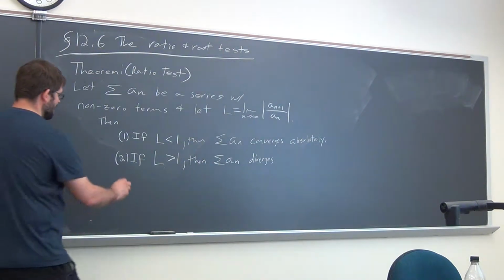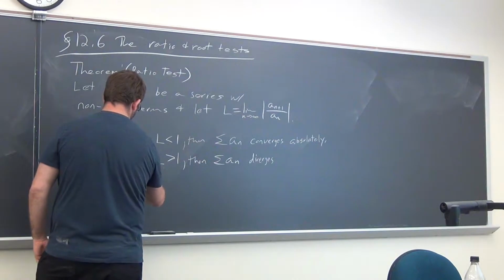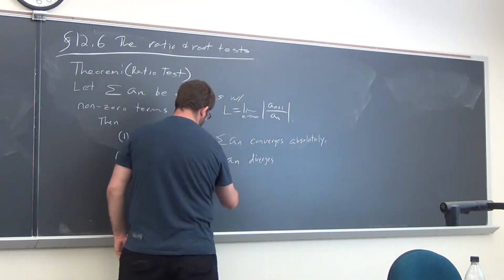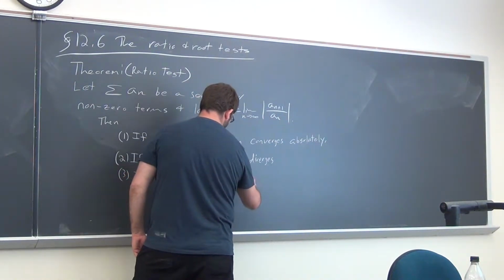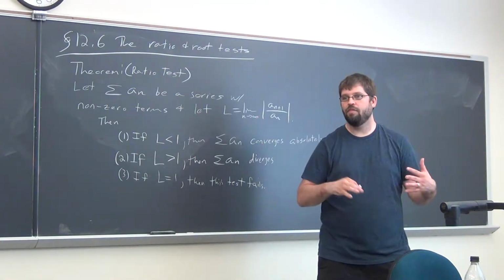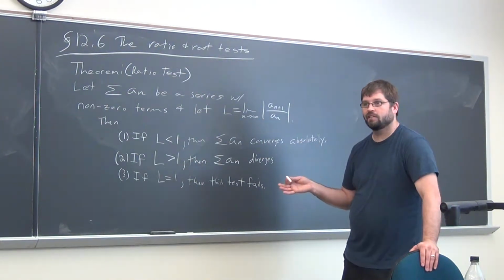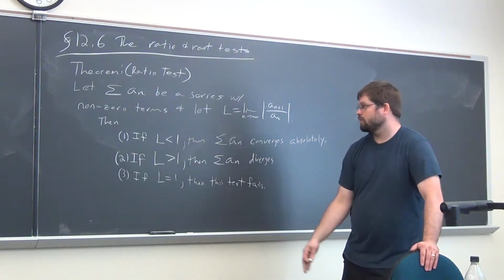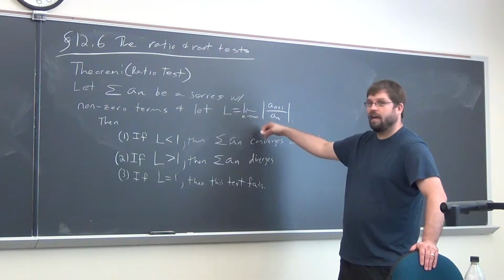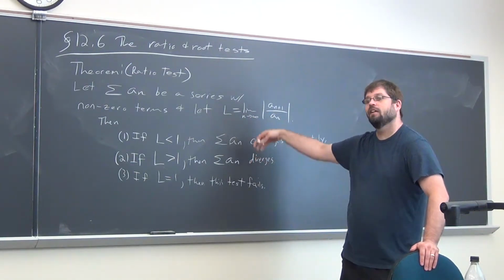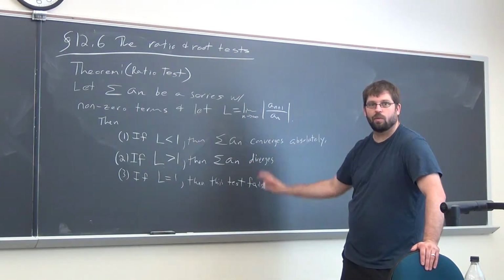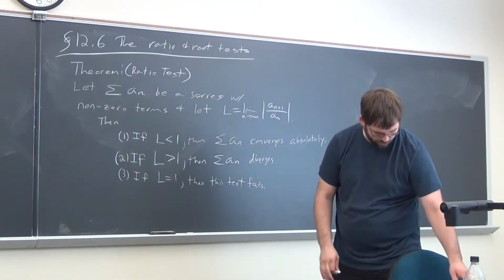The tricky spot is the third condition, which is if L equals 1, then this test fails. So that's sort of the cutoff spot. And then you have to go back and use other tests that we've already talked about. So when you see problems in general, we'll either use this test or think about whether this test applies. And if this test fails, then we have to move back to our comparison test. But it's almost always nicer to do this test if possible.